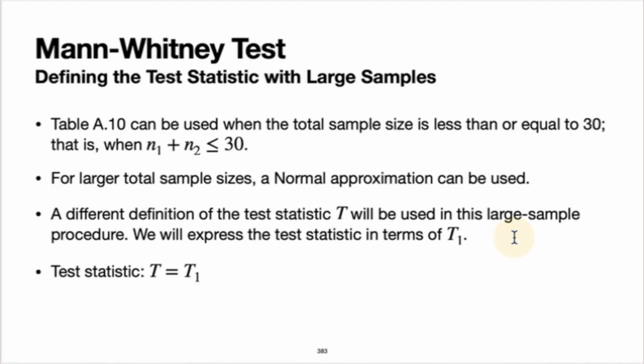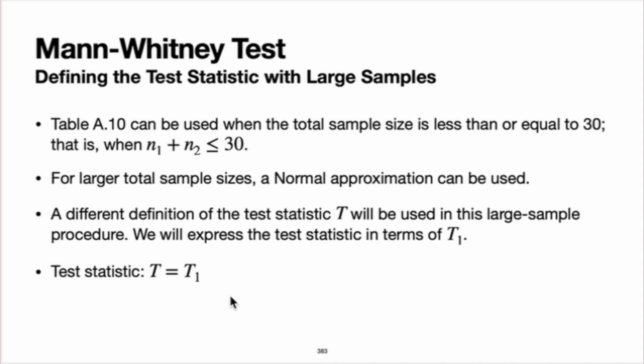This third bullet point here, because we're not tied to the table when we use this approximation, we're going to use a different definition of the test statistic T in this procedure. And basically the test statistic is just T1. So we can either denote it by T1 in these notes that are to follow, or we can call it T. But just keep in mind that for this large sample approximation, we are using a test statistic equal to T1 in all cases.